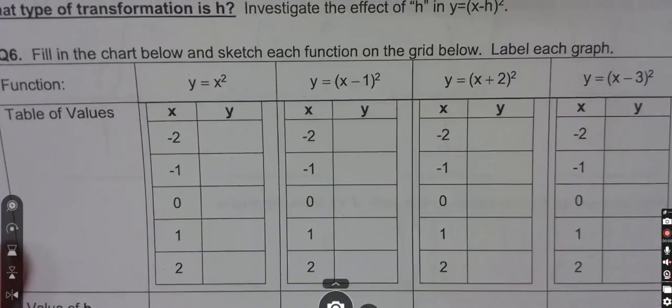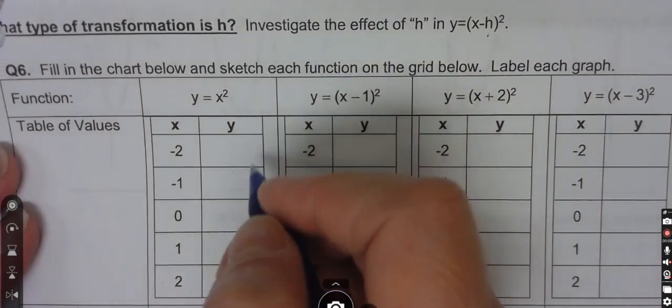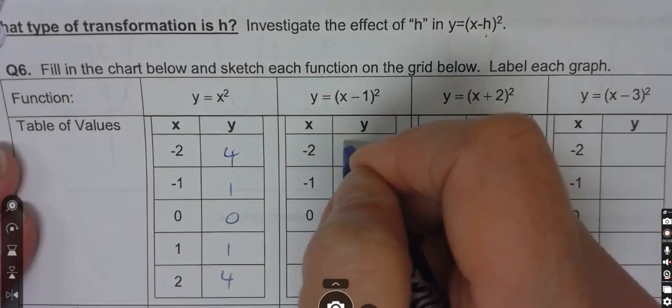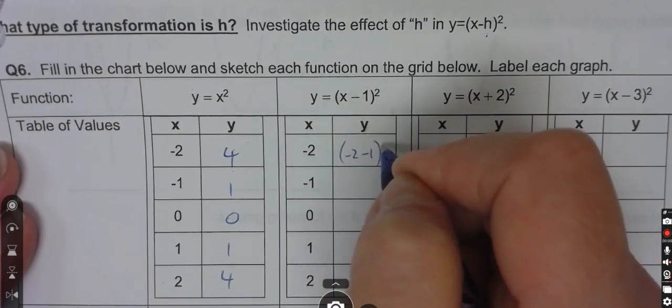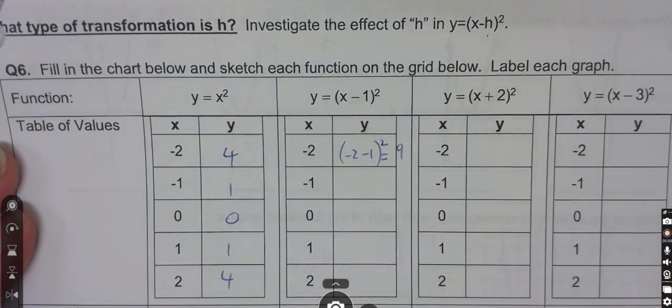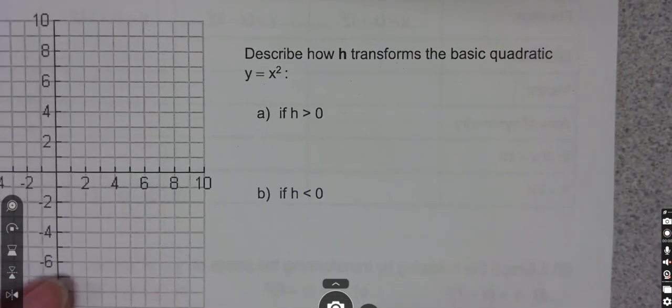Okay, I'm just going to flip to the page with h. So I'm going to go over here. Okay, so this page over here, what's the effect of the h in here? Well, this is my original 4, 1, 0, 1, 4. Again, just input the values and see what happens. So this is going to be a 9. Input the values and you can graph everything, and you will see that what the h does is this.